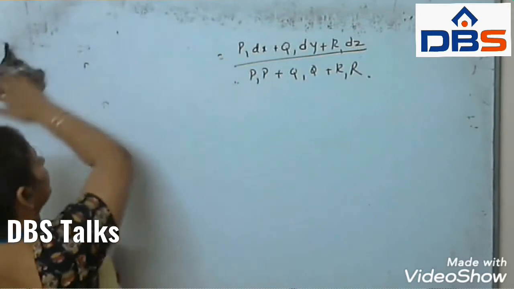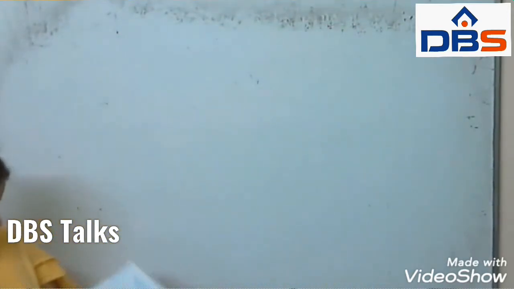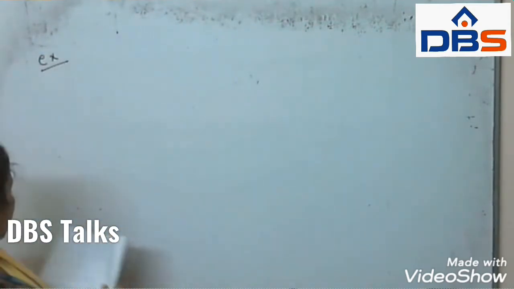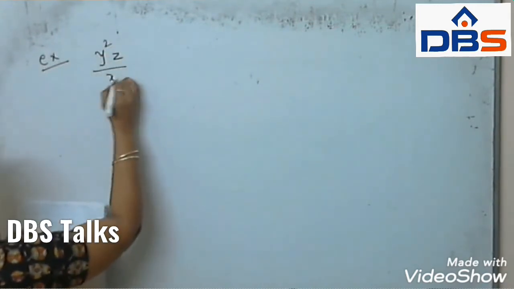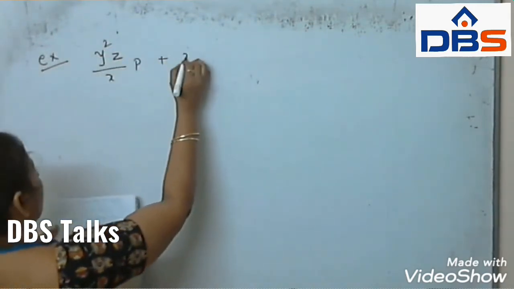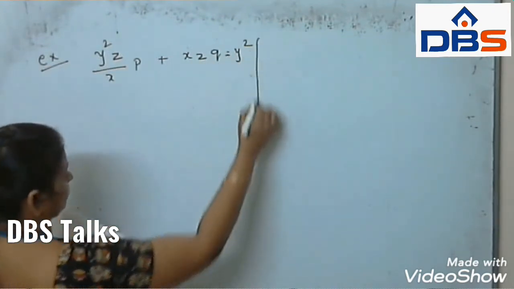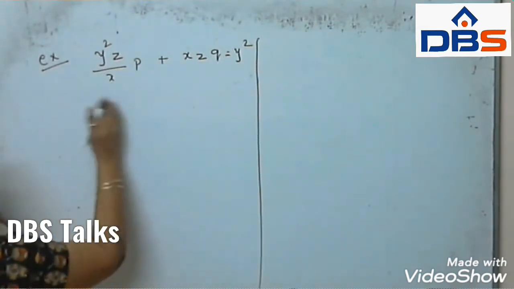So now let us go for an example. Let us go for an example, then you can understand easily. First example: y square z by x into p plus x z cube equal to y square. So this is the equation.